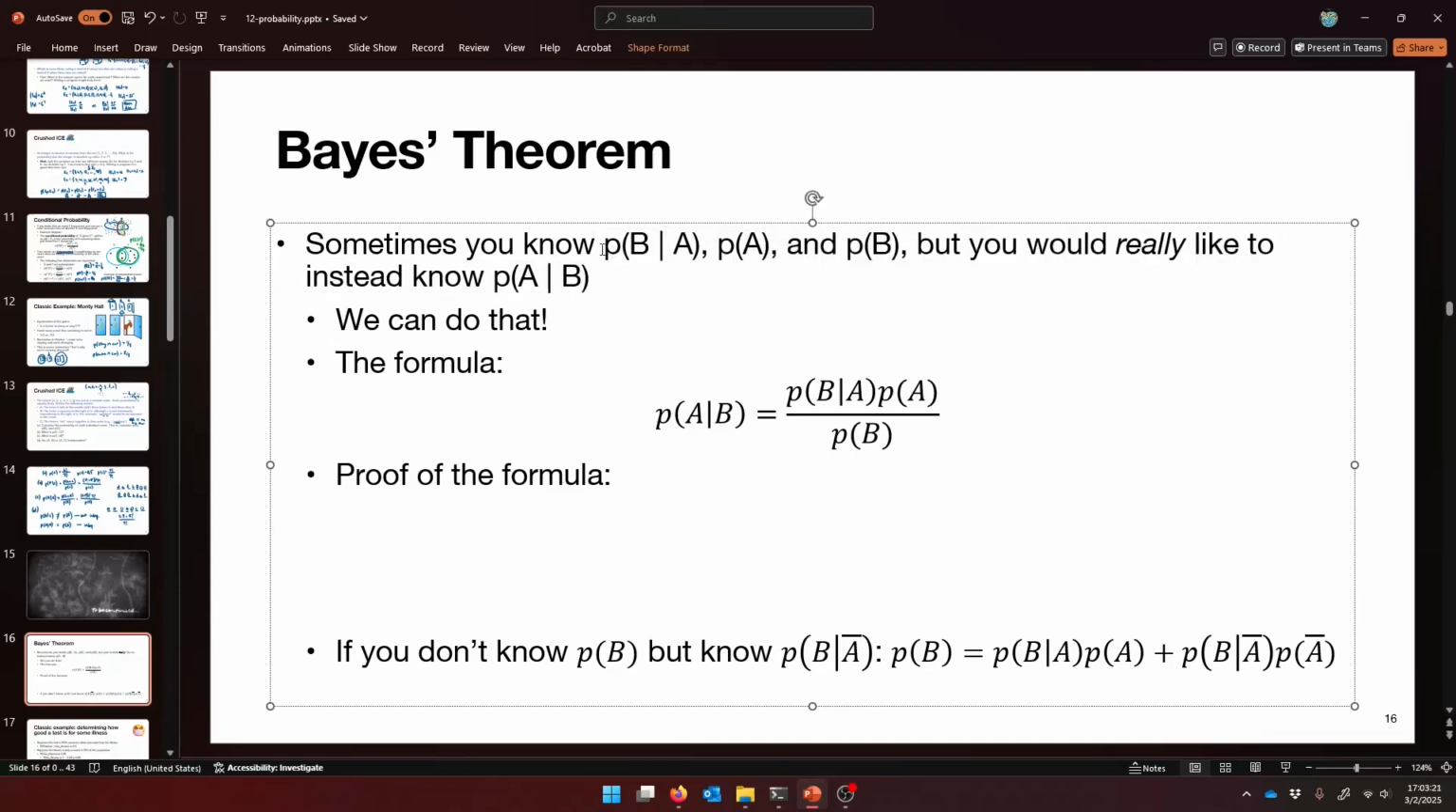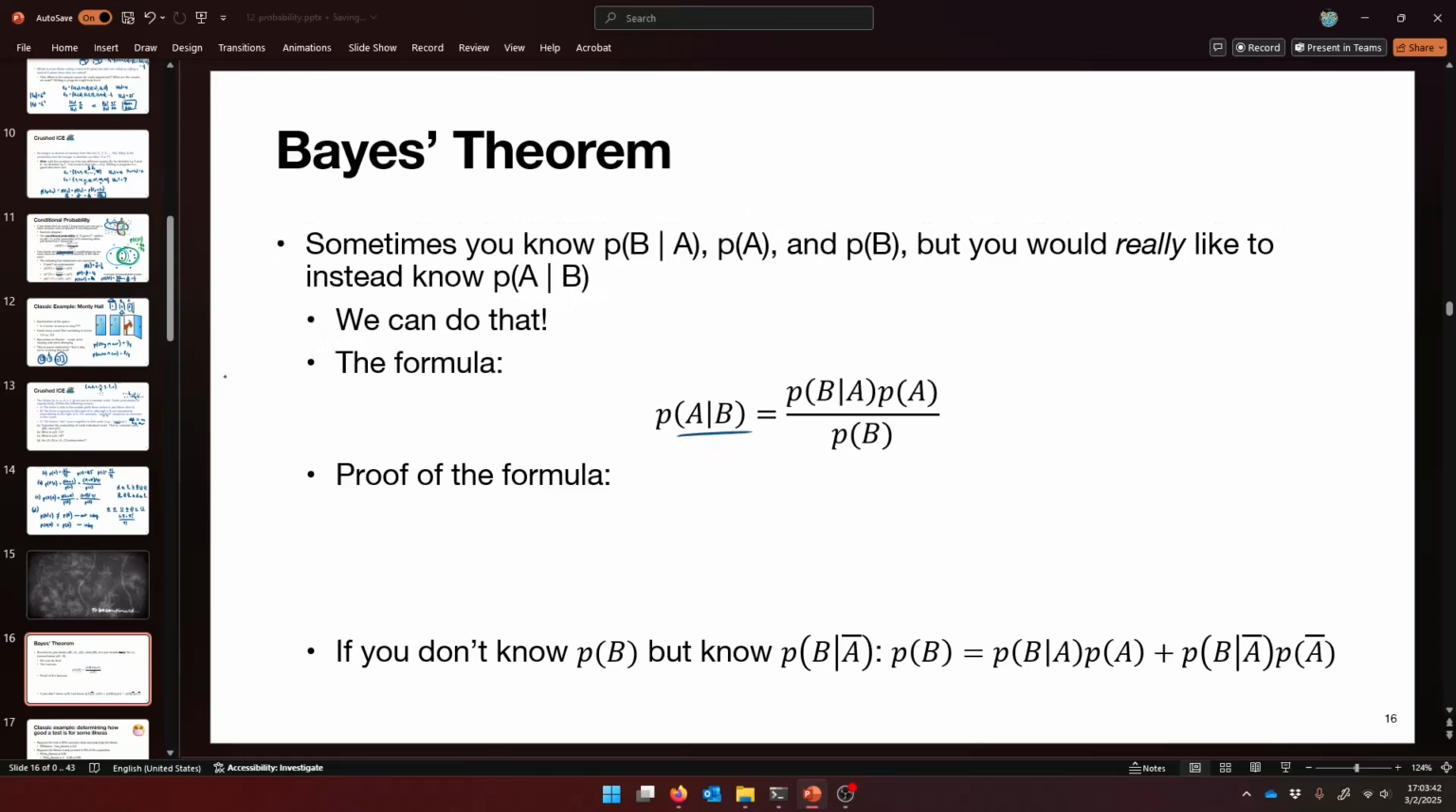So sometimes the probability of B given A is an easy thing to calculate, and it's also easy to calculate the probability of just A and the probability of just B. But really what you want is the probability of A given B. You want to flip this. If you have all these three things, you can flip it. It's really cool.